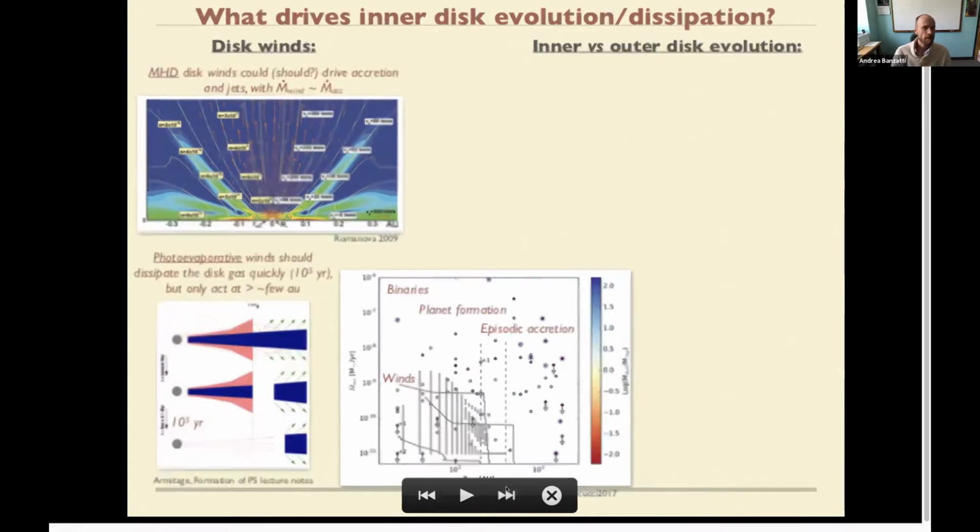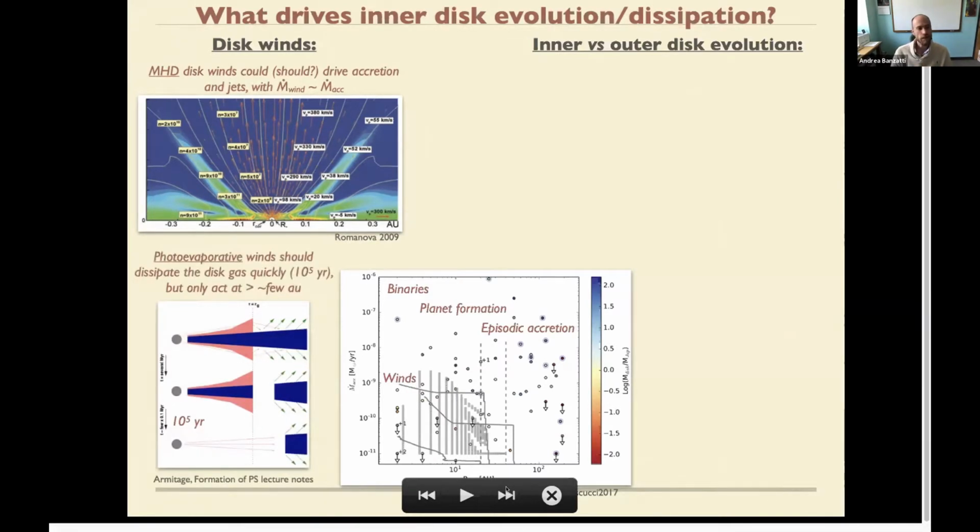Next. The photoevaporative wind is the other flavor. They are expected to dissipate the disk very quickly once they open a gap and to act only beyond a few AU around a solar mass star. In the central bottom plot from the review by Ercolano and Pascucci, you see the regime in the lower left corner where winds could explain the observations in terms of accretion rate and inner cavity sizes. All the rest of the parameter space has to be explained with other processes that have been mentioned earlier today, including binaries, planet formation, possibly episodic accretion. Next.